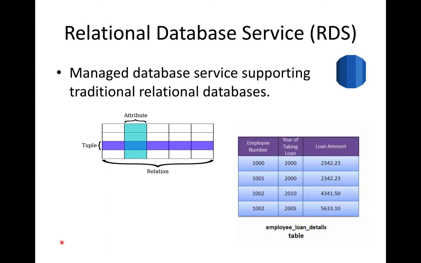RDS is essentially a managed database service, which allows you to deploy traditional relational databases within AWS. And relational databases are those databases which use tables and tuples, rows and columns, and allow you to form relations between different tables using keys. And relational databases are widely used for transactional purposes, for storing all sorts of different types of data.